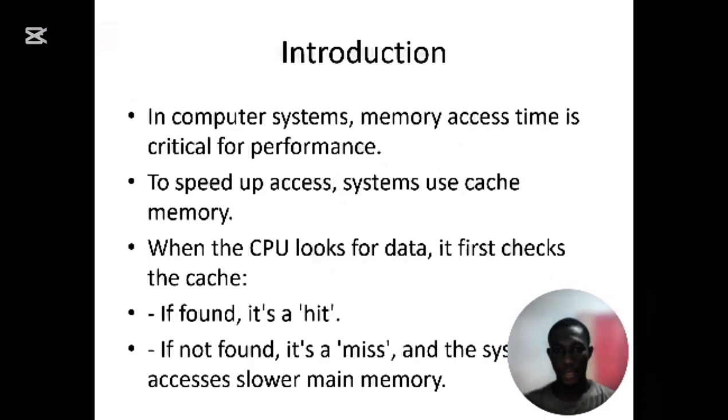In computer systems, memory access speed greatly affects performance. To make things faster, we use cache memory, which stores frequently used data. When the CPU looks for data, if it finds it in the cache, it's called a hit. If it doesn't find it, it's a miss, and the system has to access slower main memory instead.